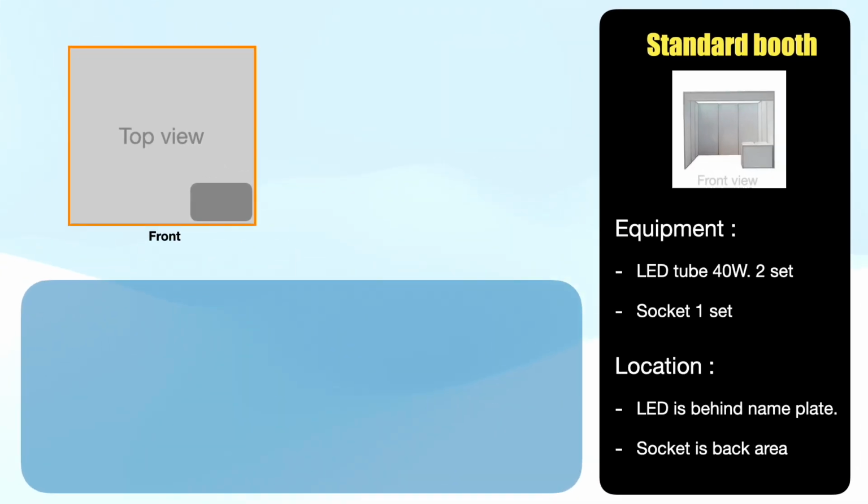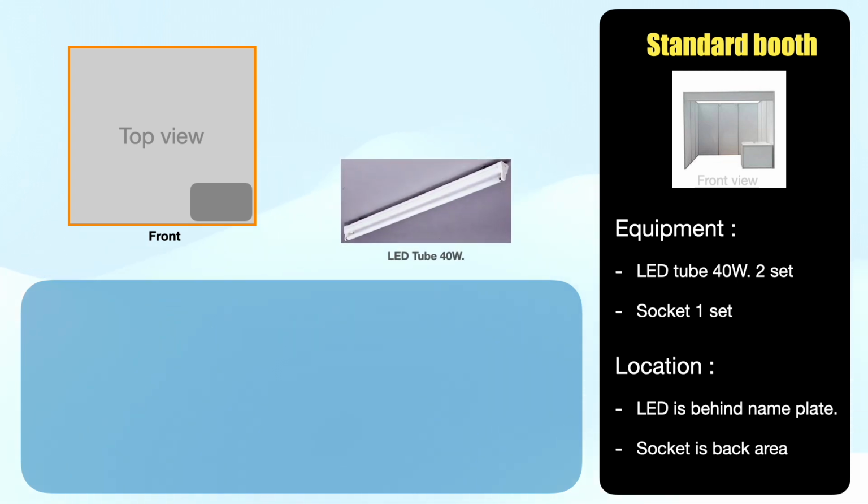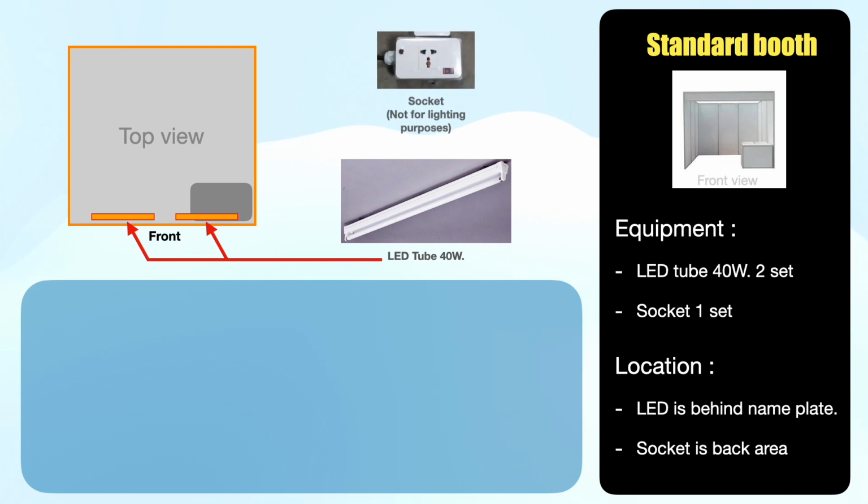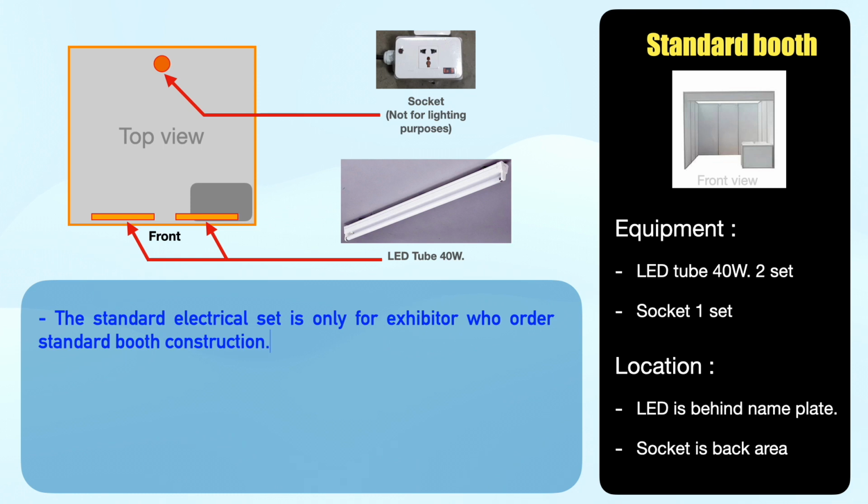First of all, let me explain the standard shell scheme for the event. It will consist of two tube light 40-watt lamps installed at the back of the company nameplate. There will be one power outlet that cannot be used for lighting purposes. Furthermore, I would like to provide additional detail about the standard shell scheme. The equipment package is set only for those who have ordered the standard structure. It must be the same type of the structure.